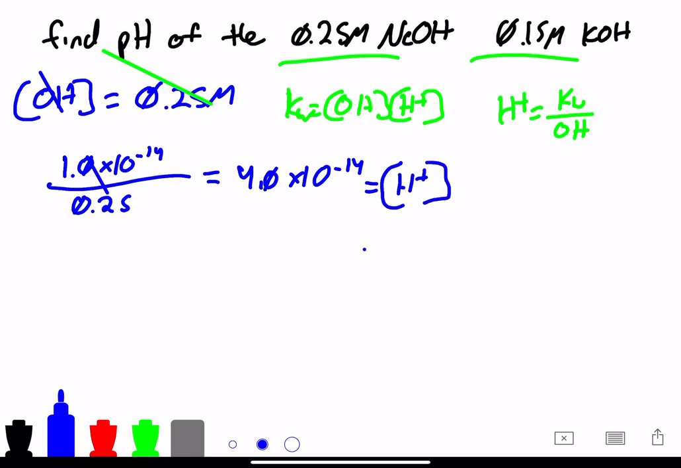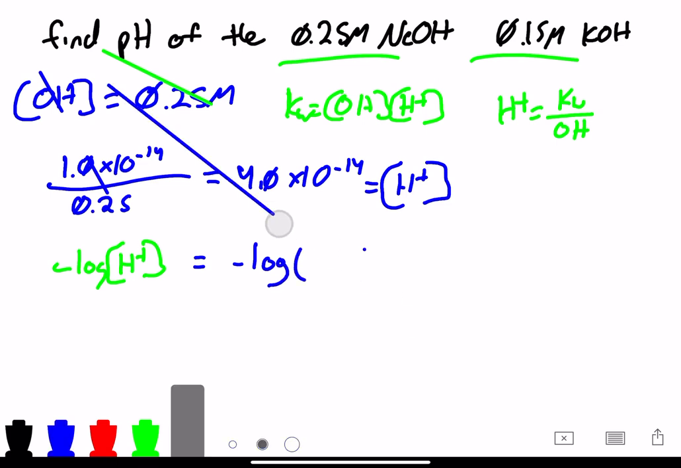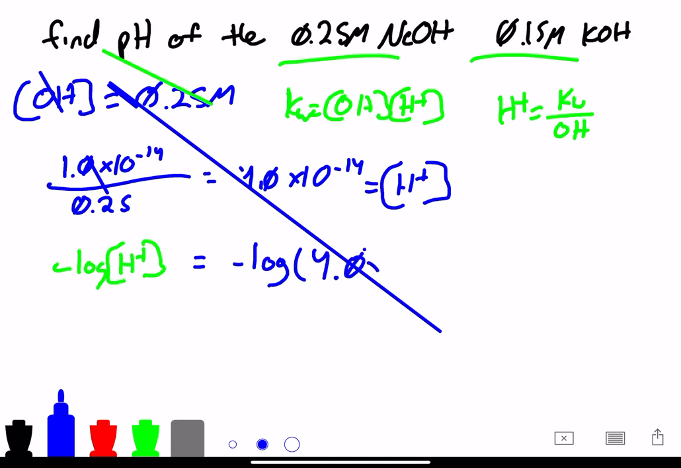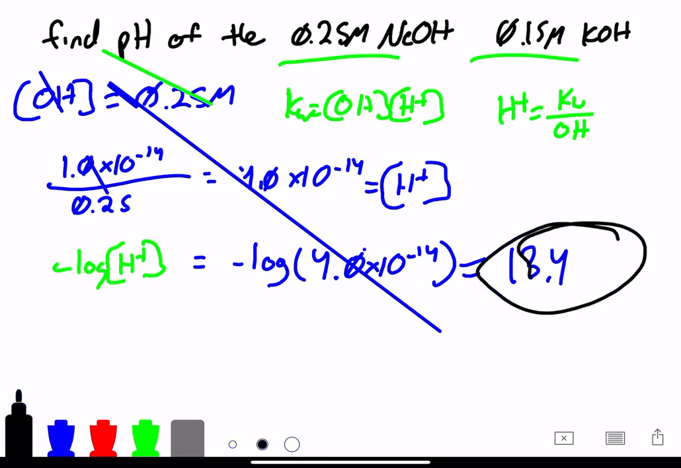So now to find the pH, we just take the opposite of log of H plus, which is equal to the opposite of log of 4.0 times 10 to the negative 14th, which is going to be equal to 13.4. So as you can see, that's a really basic solution, almost to the top end, almost a 14.